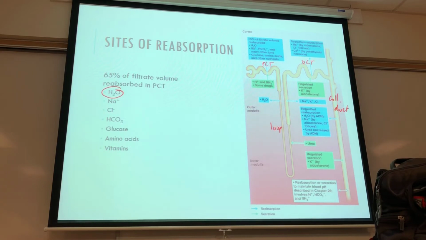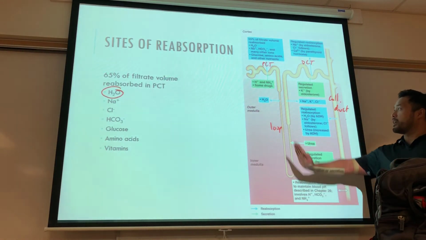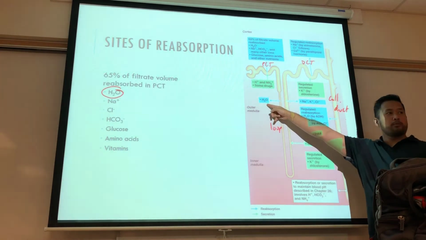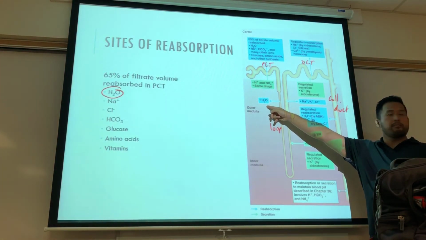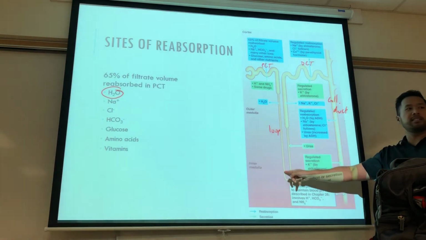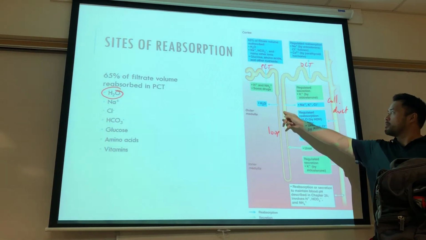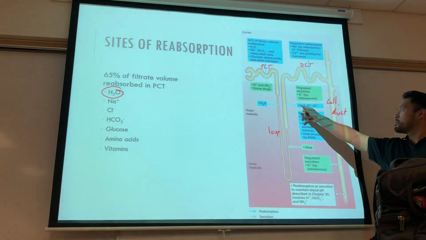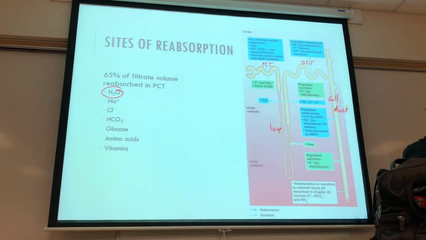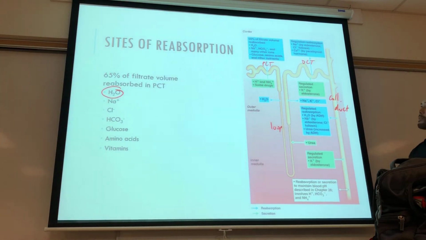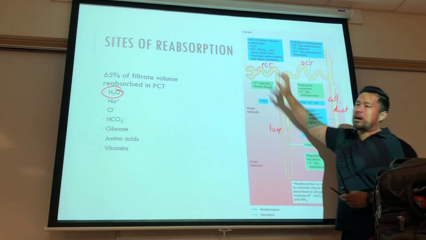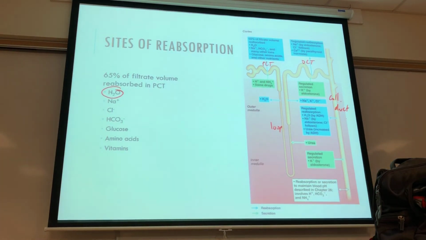You'll see the key difference, and again, I'll talk about this later. In the descending limb, you'll see the reabsorption of water, and that's the only thing that's reabsorbed in the descending limb. In the ascending limb, the only things we're reabsorbing are salts: sodium, potassium, and chloride. So that's going to be the main difference. But the big chunk of where we reabsorb is in the proximal convoluted tubule.